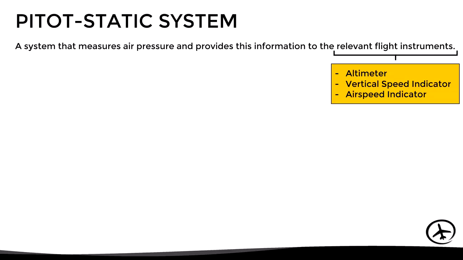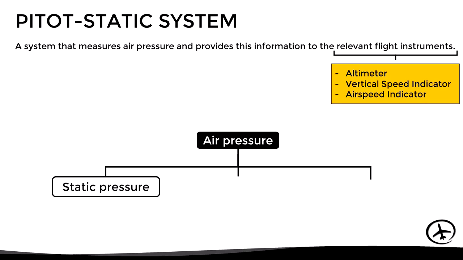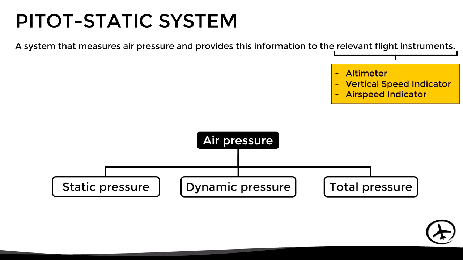However, it is not that simple, since there are different types of air pressure. We have the static pressure, the dynamic pressure, and the total pressure. So in order to understand how the Pitot static system works, first we must see the definition of each of these pressures. Let's start with the static pressure.